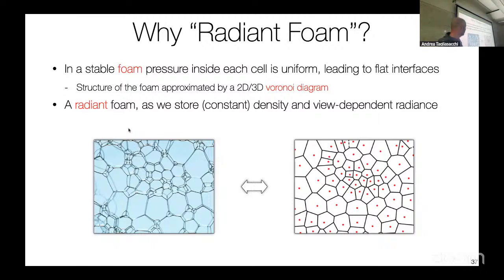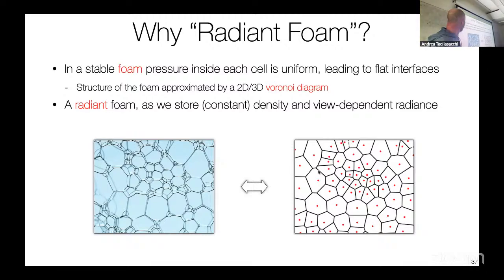And so the geometry of this foam that you can see right here is fairly well approximated by a Voronoi diagram. And we call it radiant foam because within each cell of this Voronoi diagram, we have a constant density and a view-dependent radiance. So it radiates light, right? Each of these bubbles is radiating light in a particular direction.